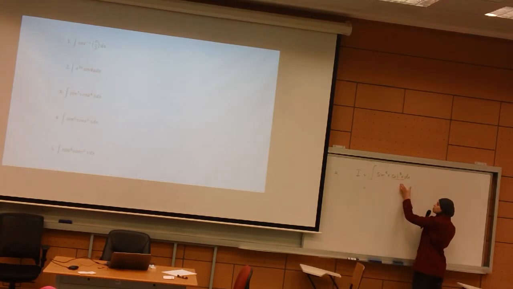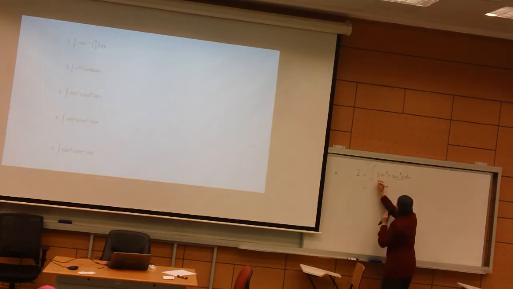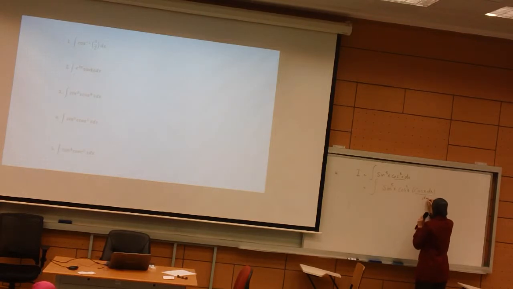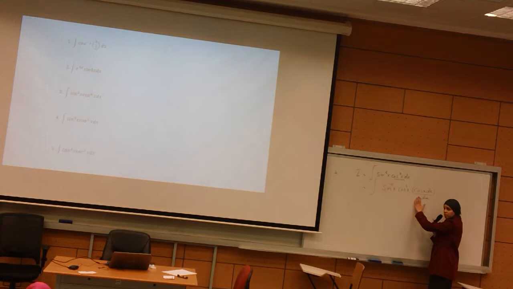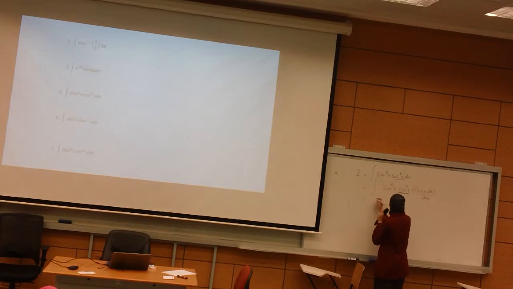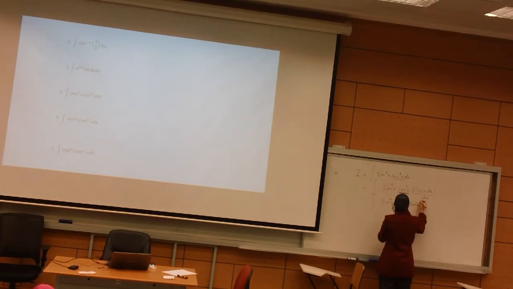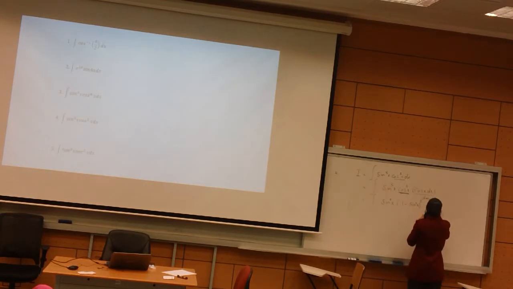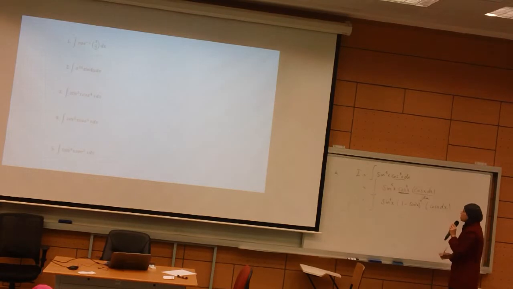Extract the du term from the cosine function. So this is the integration of sine to the fifth of x times cosine to the fourth of x times cosine x dx. If this is the du term, then u should be a function of sine x. So I have to reduce this function in terms of sine x. This is (1 minus sine squared x) all squared, times cosine x dx.